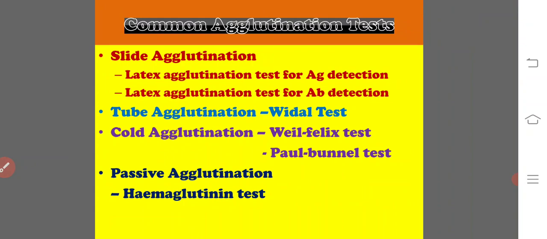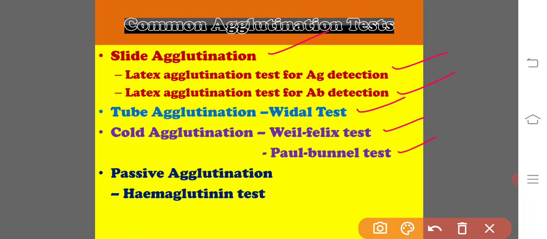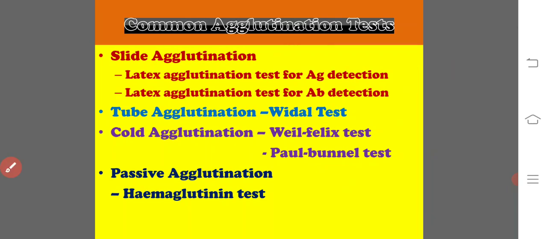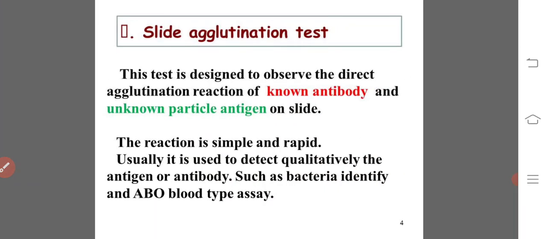And the common agglutination tests we will use: slide agglutination. Under this, latex agglutination test for antigen detection, latex agglutination test for antibody detection, tube agglutination, Widal test, cold agglutination, Weil-Felix test, Paul Bunnell test, passive agglutination, hemagglutination test. These are the common agglutination tests which we will frequently use.